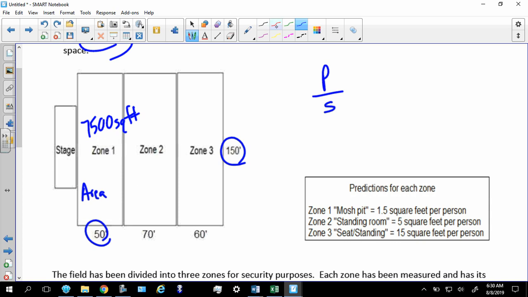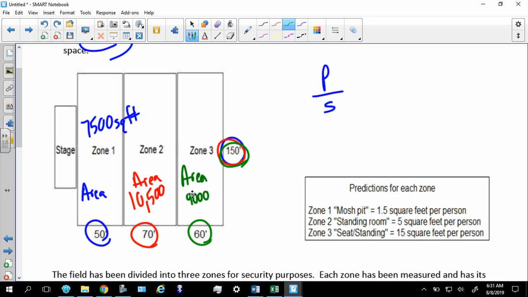We'll go ahead and do area 2 just because we're doing it right now. 70 times 150, so 70 times 150. So that has a square footage of 10,500. That's the area there. And lastly, the area for zone 3, that's a 60 by 150. 60 by 150. So that has an area of 9,000.